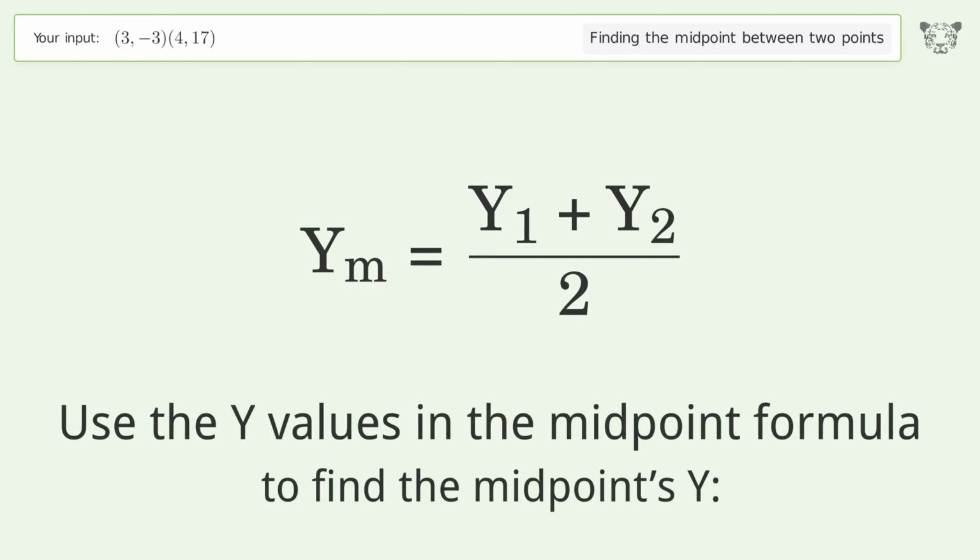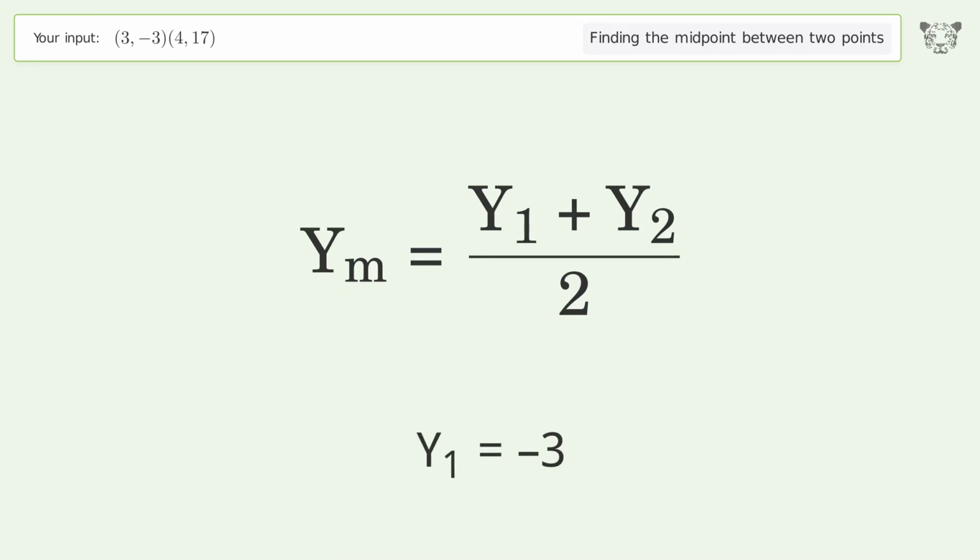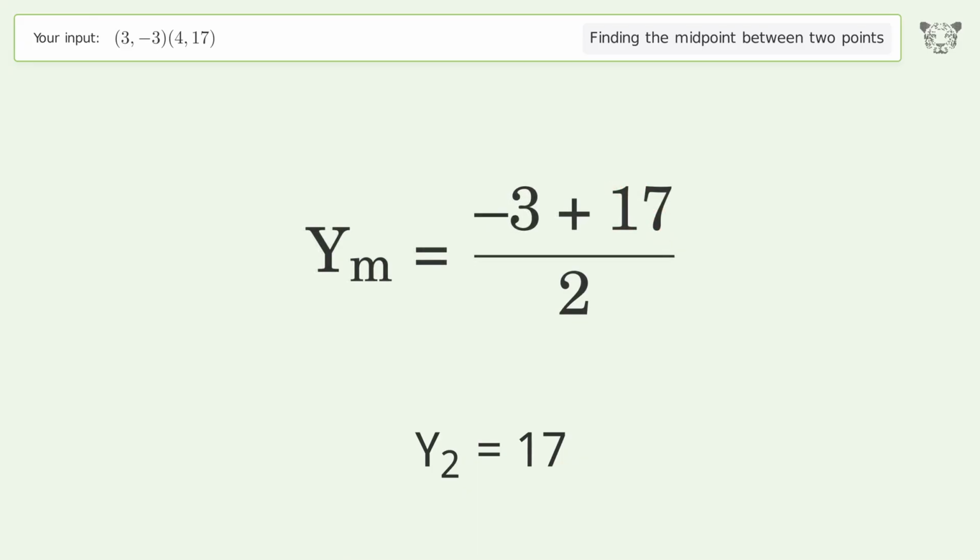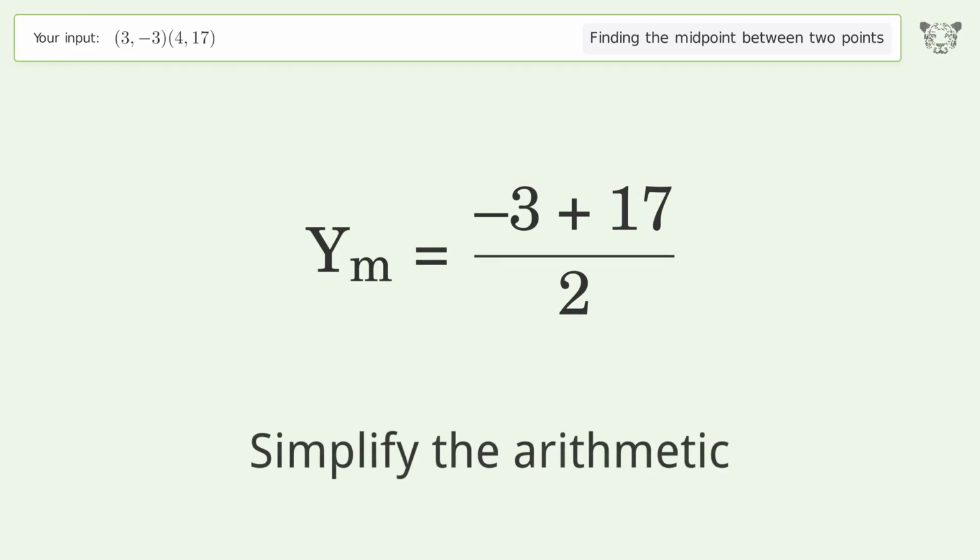Use the y values in the midpoint formula to find the midpoint's y. y1 equals -3. y2 equals 17. Simplify the arithmetic.